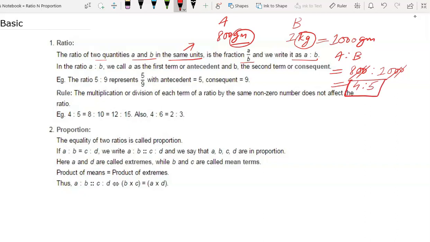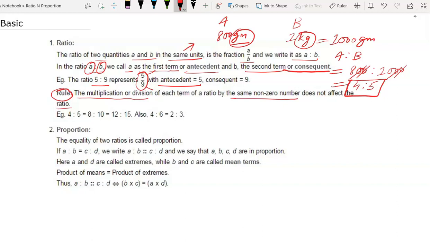Now in the ratio A is to B, we call A as the first term or antecedent and B the second term or consequent. Example, the ratio 5 is to 9 represents 5 by 9 with antecedent 5. So this is the antecedent and this is the consequent, 9. Now there is a rule, the multiplication or division of each term of a ratio by the same non-zero number does not affect the ratio.